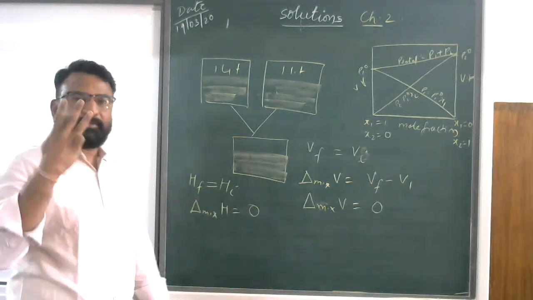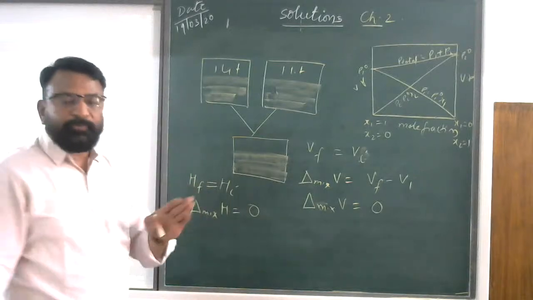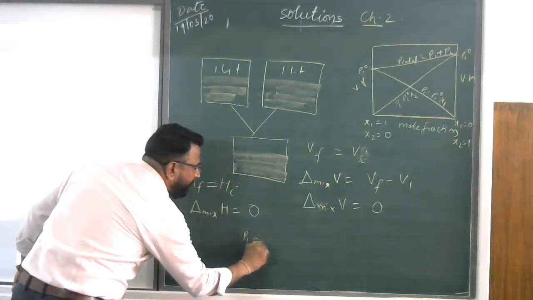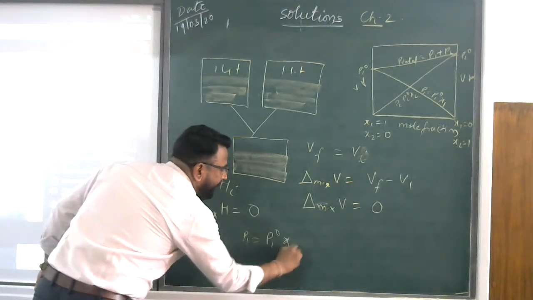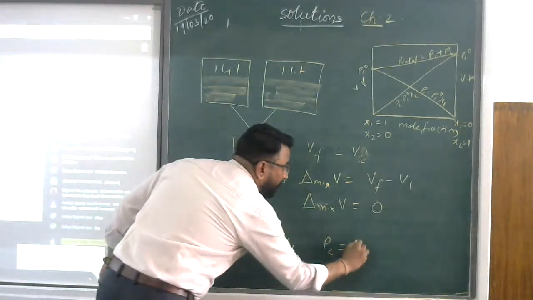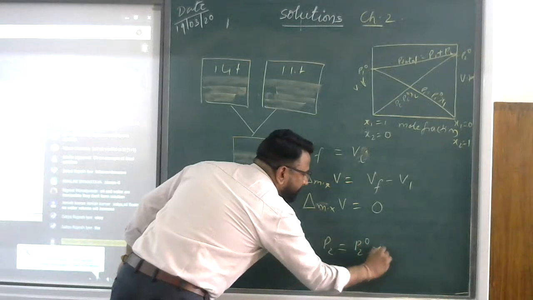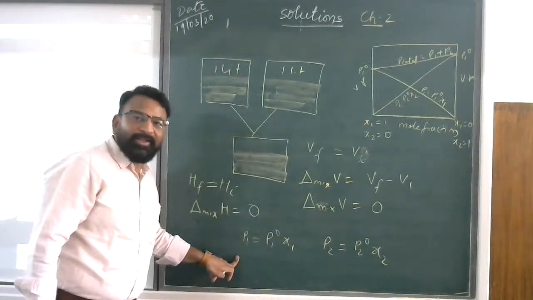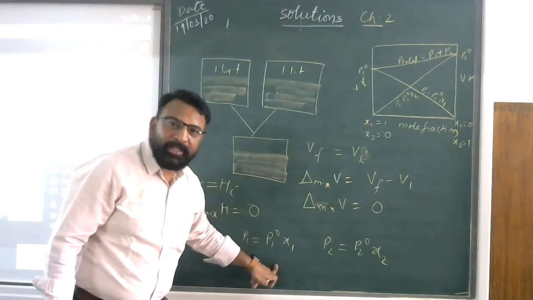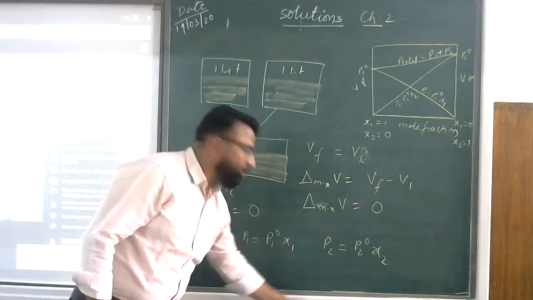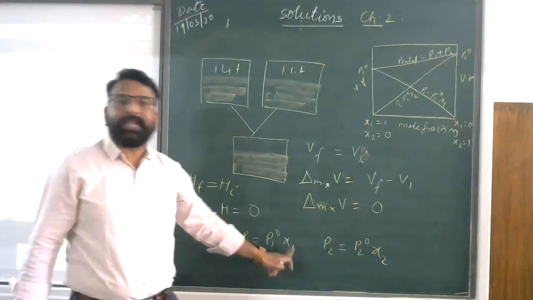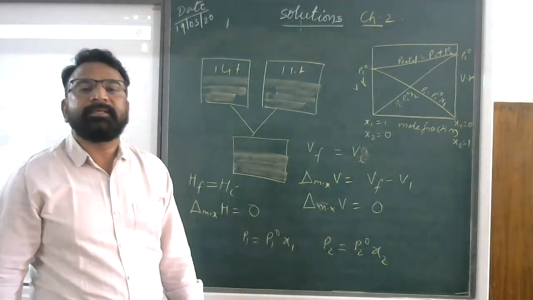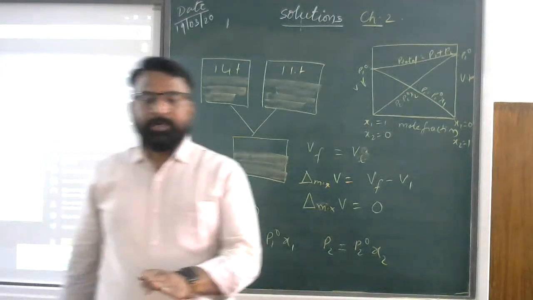Is it fine? And the third rule, those solutions which follow Raoult's law. What was Raoult's law? P1 is equal to P1 not x1 and P2 is equal to P2 not x2. So those which follow Raoult's law are called ideal solutions, and those which do not follow Raoult's law, that means P1 is not equal to P1 not x1 and P2 is not equal to P2 not x2, these solutions are called non-ideal solutions. I hope you understood this thing.